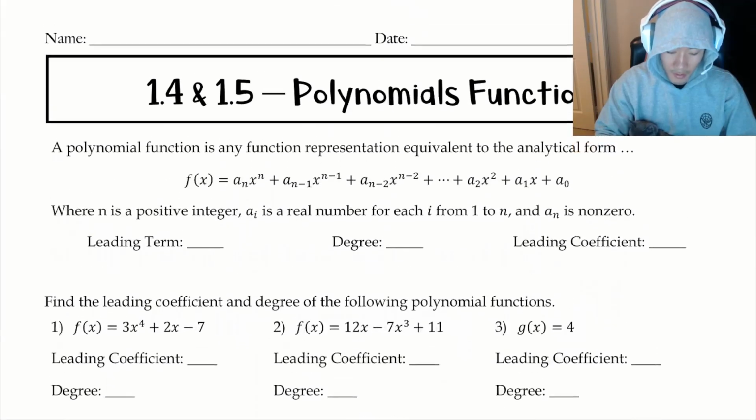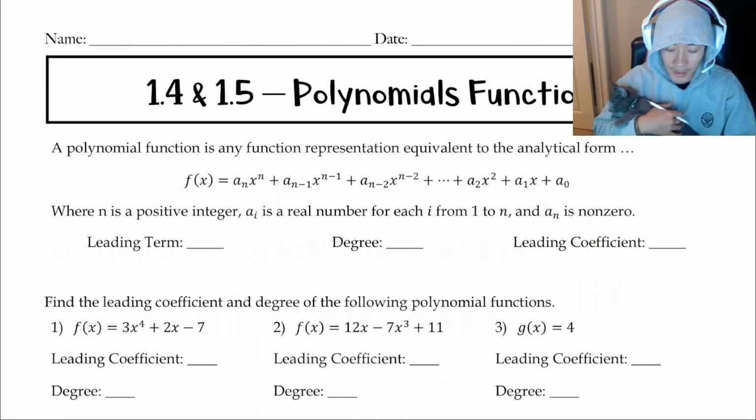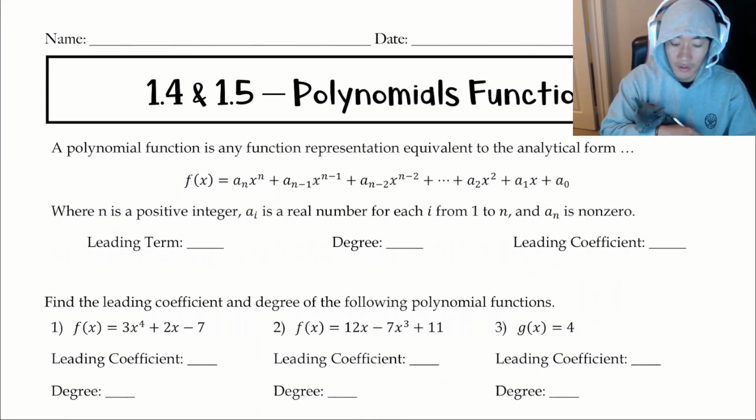And so let's talk about where n is a positive integer, a sub i is a real number for each i from 1 to n, and a sub n is non-zero. So that's all the little subscripts that we have here.